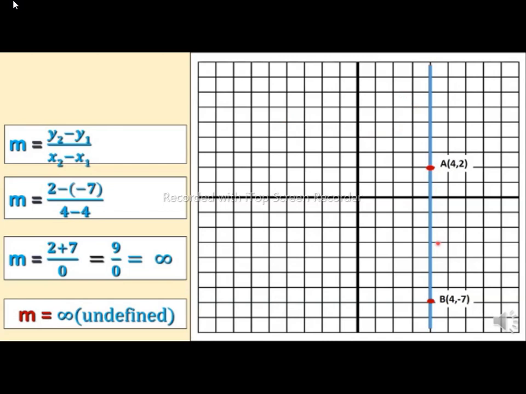Here point A is 4, 2, because its x point is 4, since if we measure from point A, it is 4 boxes apart from the origin, and on the y-axis, it is 2 boxes apart from the origin. Similarly, point B is 4, minus 7. Here again the x point is 4 boxes apart from the origin, and the y point is minus 7, because it is 7 boxes apart from the origin, and it is on the negative y-axis, that's why it's negative 7.